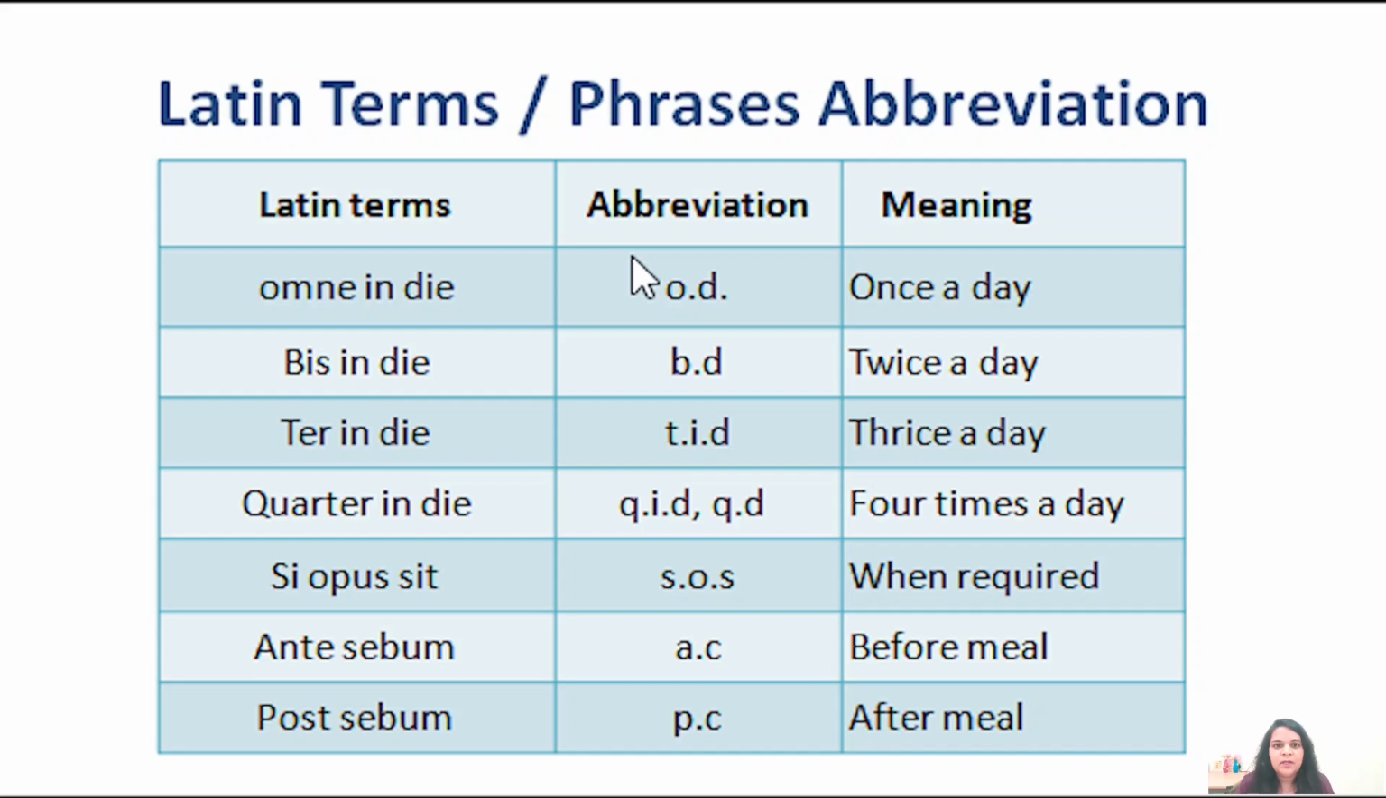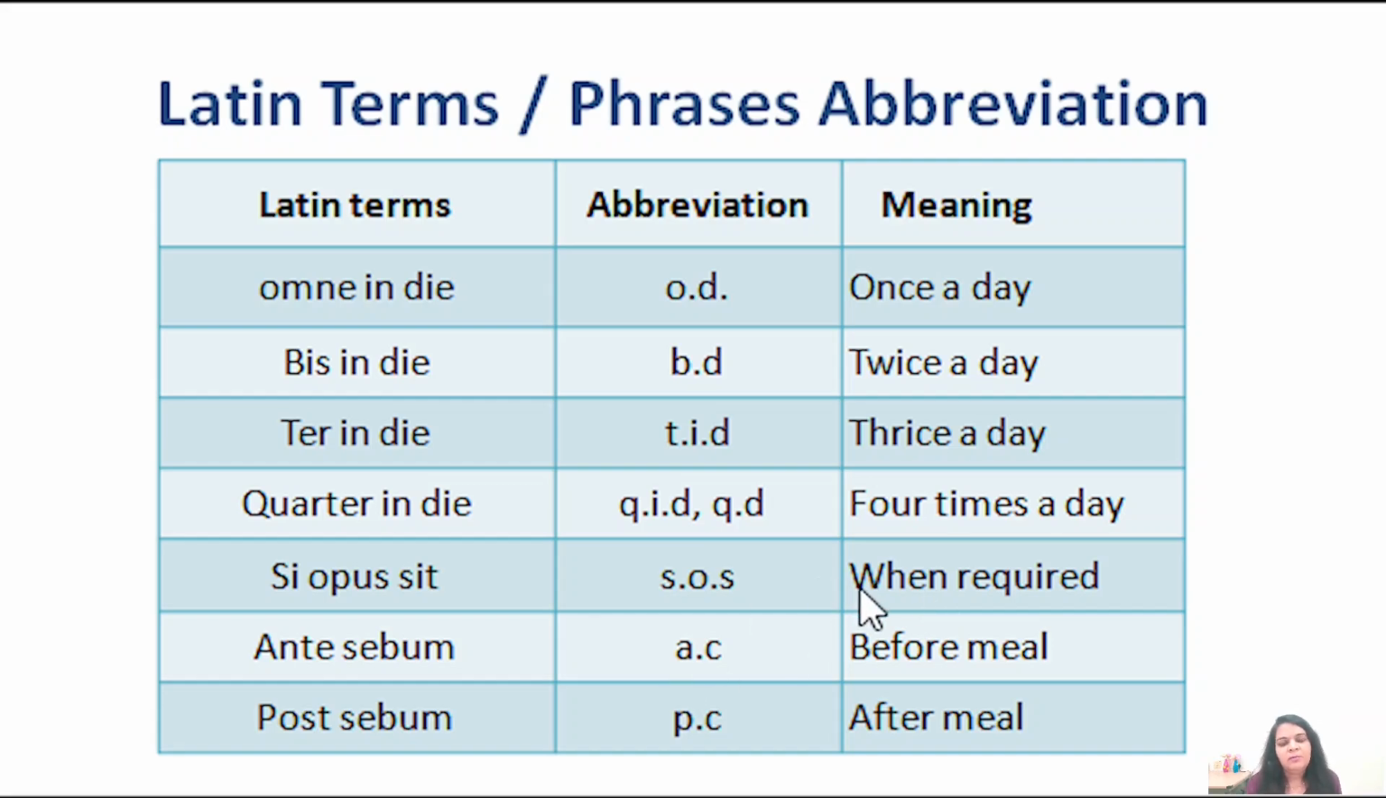Now coming to the several abbreviation phrases, which are Latin terms, commonly used in writing the prescription. For example, the first one is OD, that is omni die, and the meaning of this is once a day. Then BD, which means bis in die, and the meaning of this is twice a day. Then TID, which means ter in die, so that is thrice a day. QID, that is quater in die, which means 4 times a day. SOS, si opus sit. So this means as and when required, the medicine can be taken.